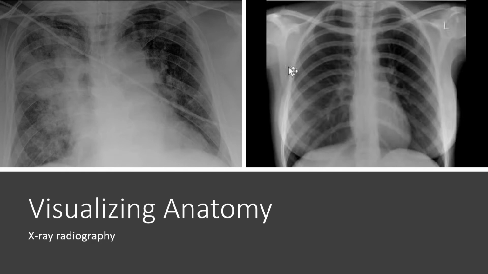Here's another example. Remember, less dense places are black, more dense is white. So ribs, sternum are white. Organs, like the heart, are grayish. The lungs overall, like I said, are practically all air. They're going to be mostly black. This is healthy. This is not healthy.